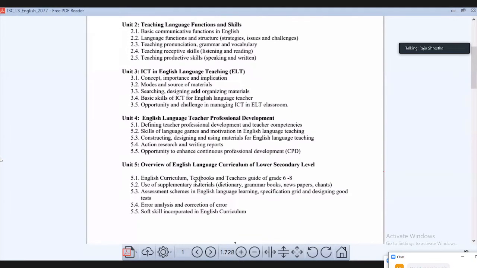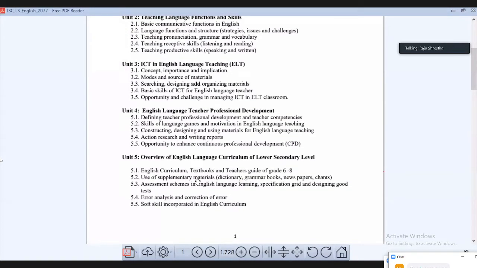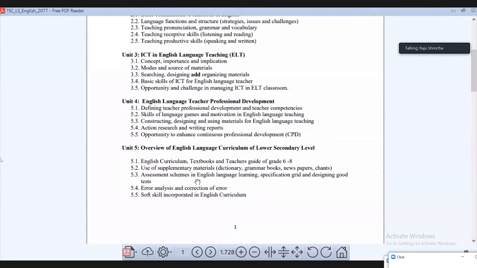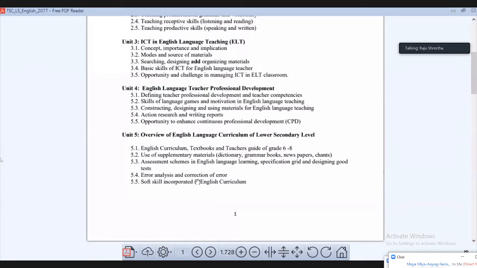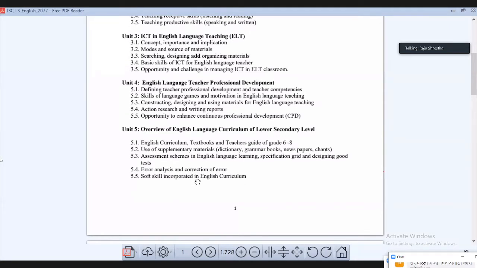So in Unit 5 we discussed the curriculum, the textbook, and the guide, and the use of supplementary materials, especially the dictionary, grammar book, English newspaper, and chants. These are the prescribed supplementary materials in the curriculum. Then there's the specification grid and designing good test items. We also discussed error analysis and correcting students' errors, some technical skills, and soft skills. These two areas we discussed today.